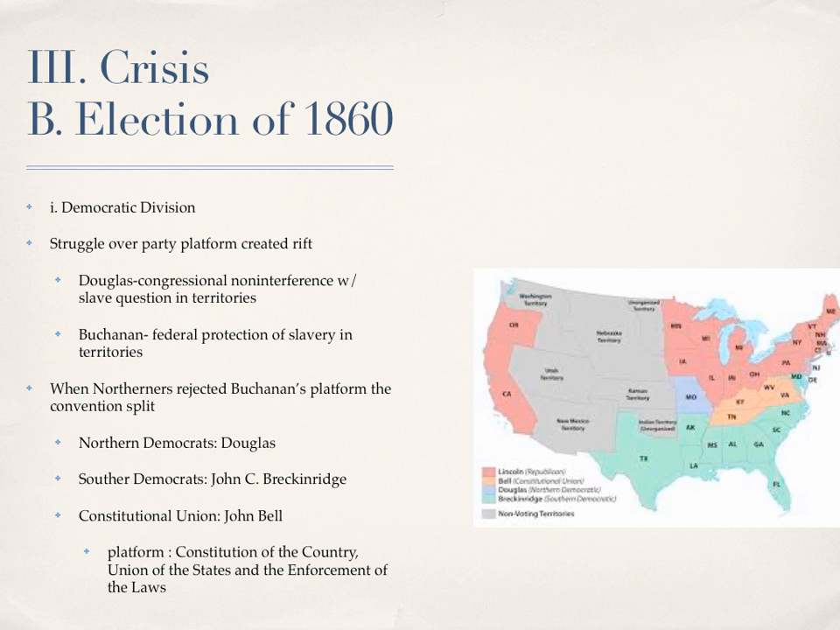Northerners are going to reject Buchanan's platform, which is the federal protection of slavery in the territories. So the Northern Democrats are going to go with Douglas. Southern Democrats are going to go with John C. Breckinridge. There's going to be a Constitutional Union Party as well out of this, and it's going to nominate John Bell. So pretty much the Democratic Party splits into three. These three are running against the Republican Party and Lincoln.